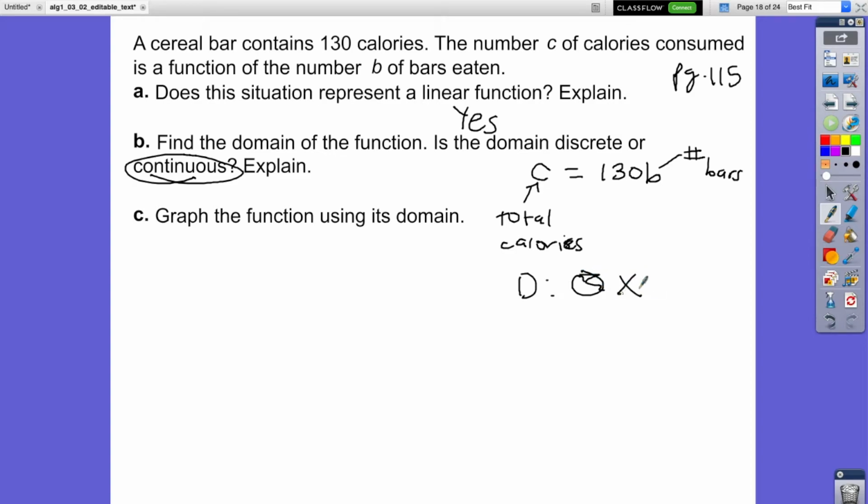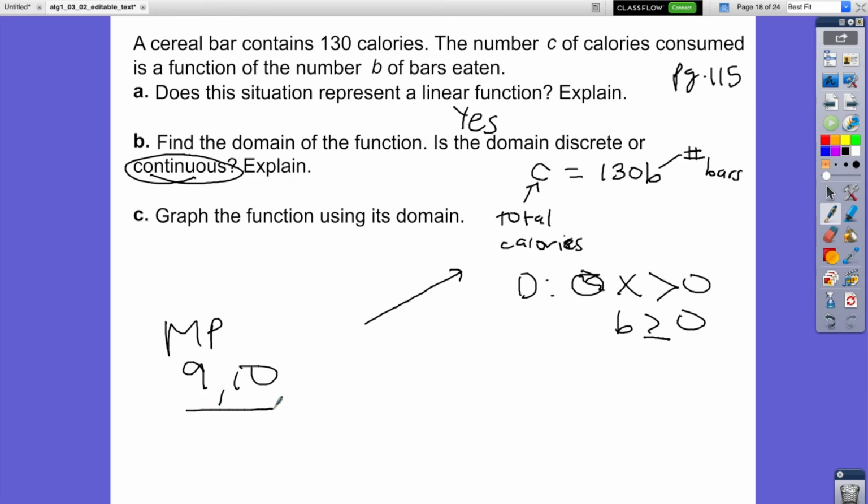Okay, so we're going to write it as x is greater than 0. And in this case, it's not x, it's b. So b is greater than 0. Now, it's also equal to. And I know the example in the book only goes up to 4, but obviously you can eat a whole truckload of bars if you want to. And then when you graph it, if you look at the one that's in your book, it's going to end up being a straight line. Okay, so now you're going to pause the video, you're going to do monitoring progress 9 and 10 on your own, and check your answers in the back of the book.